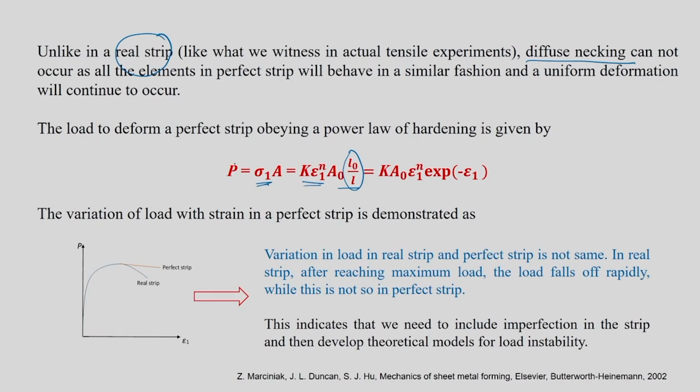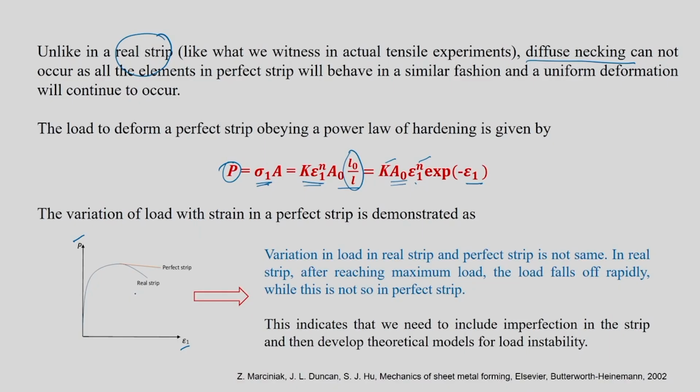That means you can draw a graph between P and epsilon 1. Why? Because K is a material parameter, n is also a material parameter, they are constant values, and A naught is the initial area of cross section, which is also constant. So the only variable is epsilon 1. And you will see that this kind of theoretical equation will give you a load versus strain graph in this format.